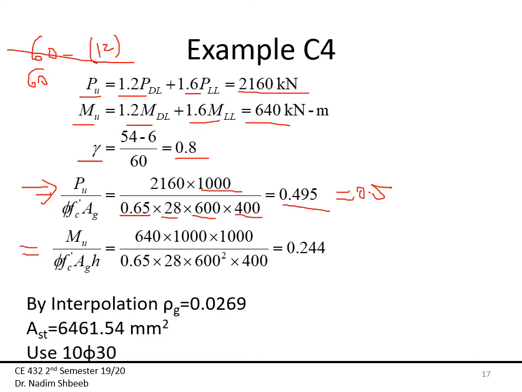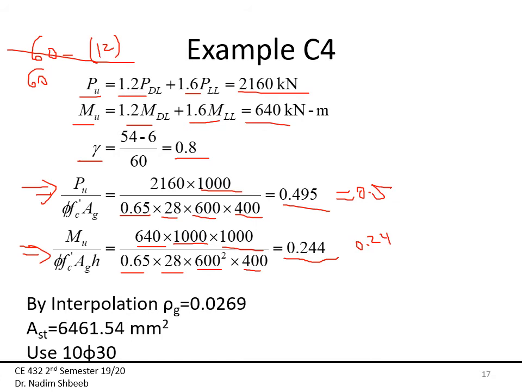For the calculation of Rn, the ultimate moment is 640 times 1,000 to make it into newtons, times 1,000 to make it into millimeters. Divide that by 0.65, again my phi, 28. This is becoming h squared, which is 600 times 400, because area gross is b times h, another h, so that will be my h squared, and this is 0.244. I probably here will use 0.24 if I'm using a ruler or an actual interaction diagram.